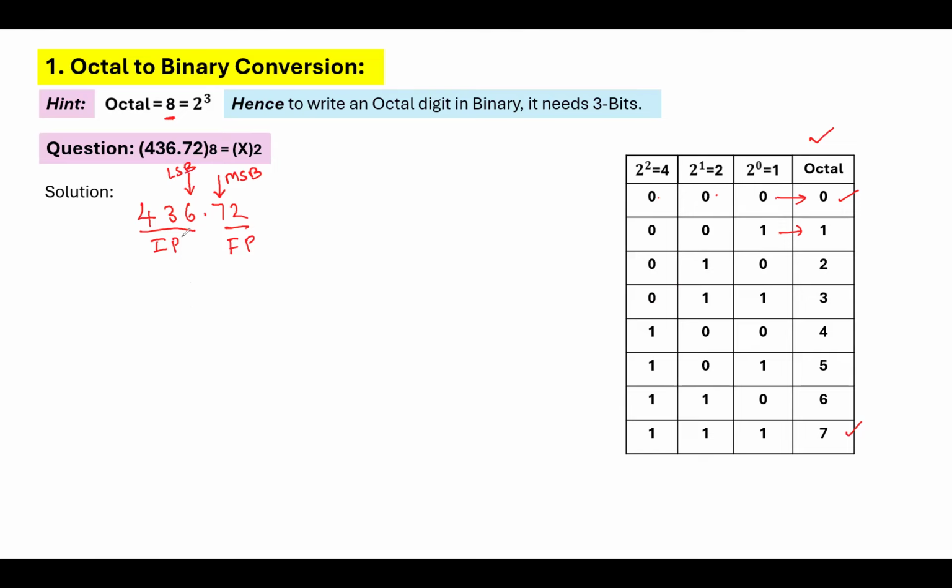Now we should write the equivalent binary for each octal digit. Here 6 means 1, 1, 0. 3 means 0, 1, 1. 4 means 1, 0, 0. 7 means 1, 1, 1. 2 means 0, 1, 0. This is our required binary value for the given octal number.